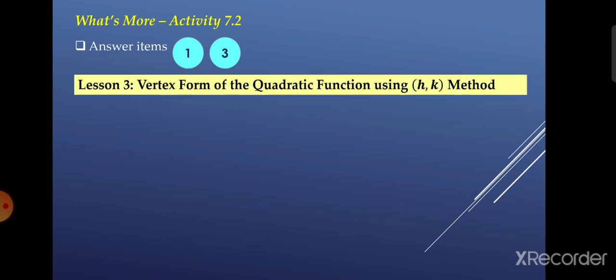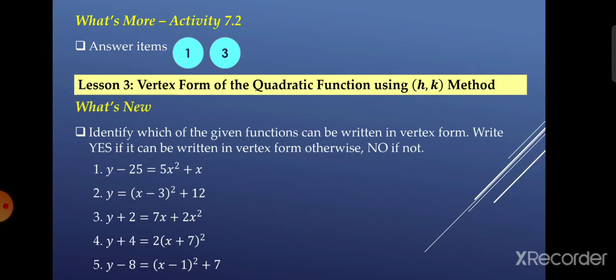Okay, lastly, lesson number 3. The vertex form of the quadratic function using the HK method. So this is another method, no? Not CTS. So what's new? Review. Identify which of the given functions can be written in vertex form. Yes, if it can be written in vertex form. Otherwise, no, if not.